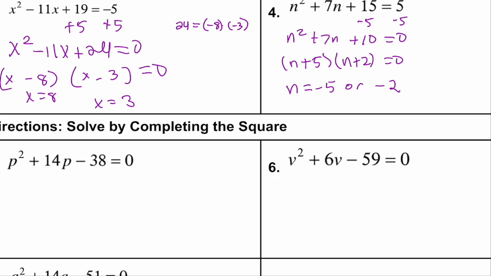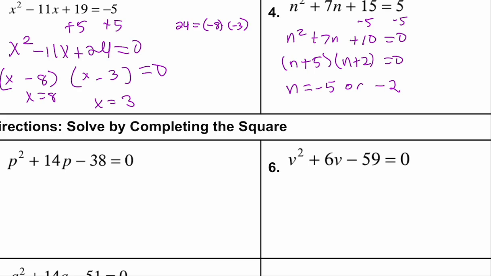Now you can check your work. If you plug them back into the original function, you should always get a correct solution. So if we plug in negative 5, we would get that both sides are equal to 5.